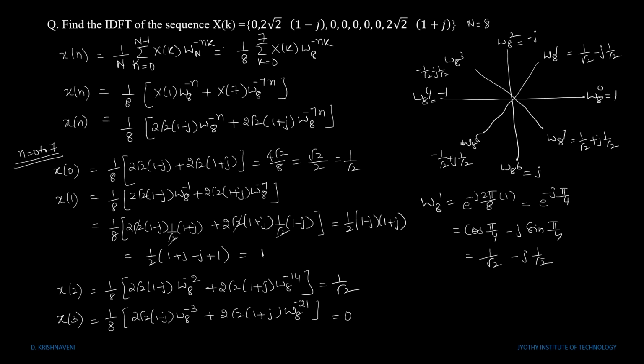Now substitute n is equal to 4. So when I substitute n is equal to 4, I'll get 1 by 8 into 2 root 2 into 1 minus j, w8 to the power of minus 4, plus 2 root 2 into 1 plus j, w8 to the power of minus 4 7s are 28. w8 to the power of minus 28, 28 can be written as 24 plus 4, because 24 is a multiple of 8, so w8 to the power of minus 28 is equal to w8 to the power of minus 4. So when we substitute, the result we get will be minus 1 by root 2.